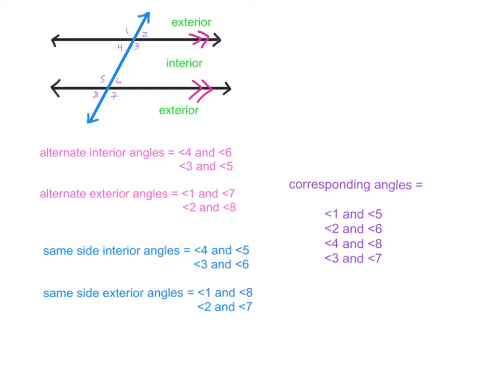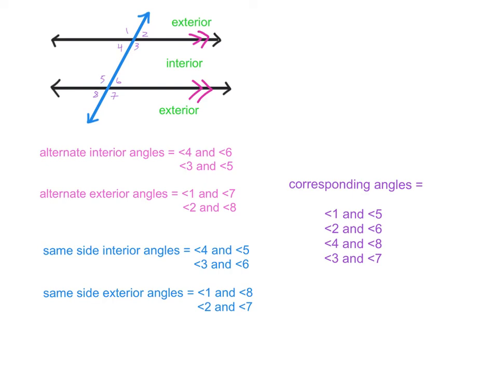Are they complementary angles? What is the relationship between angles 4 and 6? Or angles 2 and 7? Or angles 1 and 5? So right now, I don't need you to worry about the relationships. That's coming up later. Right now, I just need you to be able to name the different pairs of angles.